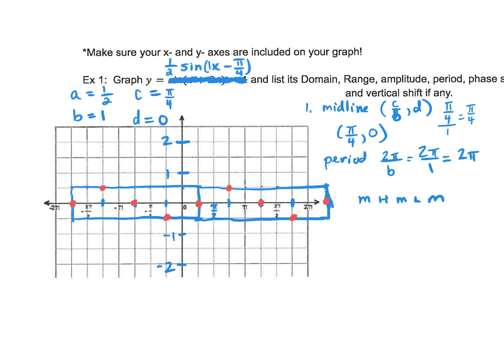Is anybody confused as to what I did? This is middle, high, middle, low, middle. And then we just do the pattern backwards if we need to. Middle, low, middle, high, middle. And it goes the same all the way from left to right, right? Now, connect your dots.